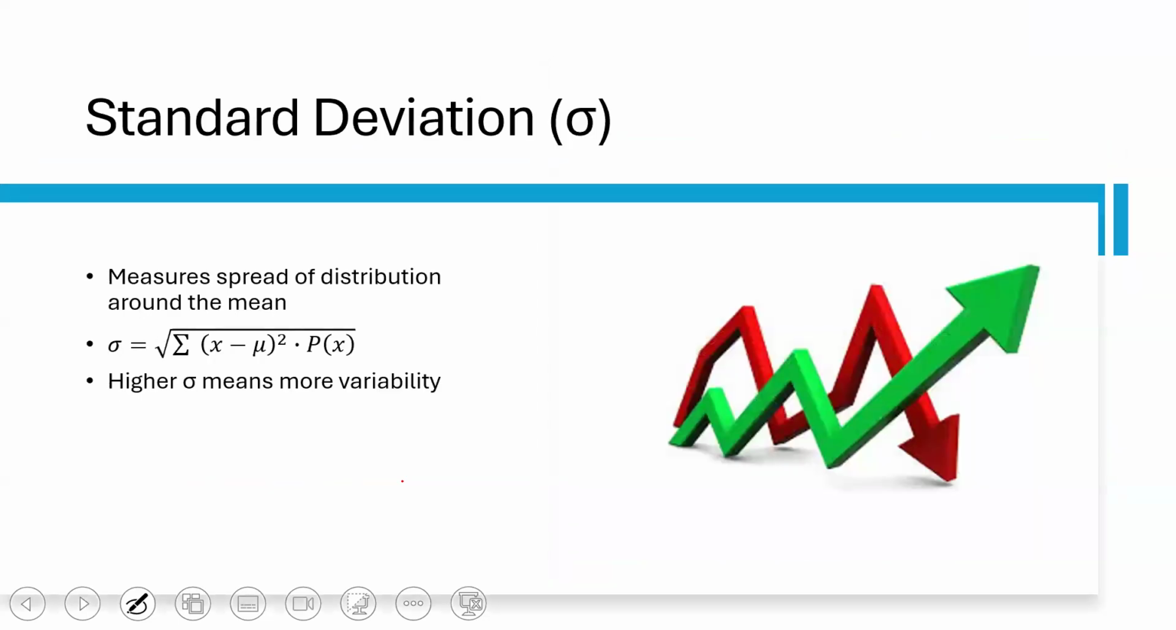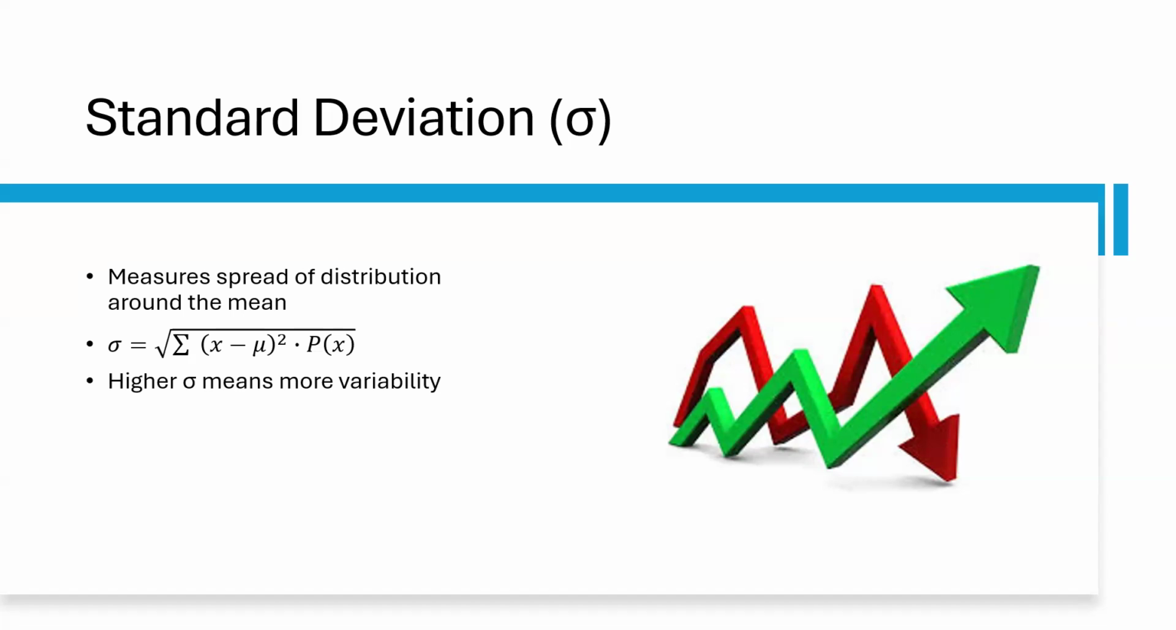Now, while the expected value tells us the average, we also want to know how much the values vary around that average. That's where standard deviation comes in. The formula is sigma, lowercase, equals the square root of the sum of our outcome minus the mean, squared, times the probability associated with it.